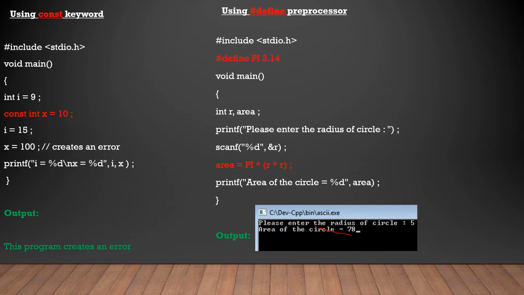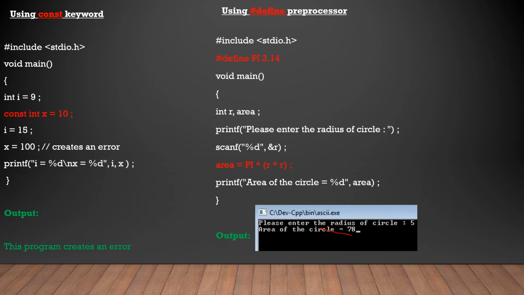Okay guys, next coming to the second example, using the hash define preprocessor. Always, preprocessor statements should be declared after the declaration statements. So we have declared the stdio.h library file here, and then we are defining a constant: hash define pi 3.14. It's a constant. You're declaring pi as 3.14, and this value will be stored in the preprocessor directive.